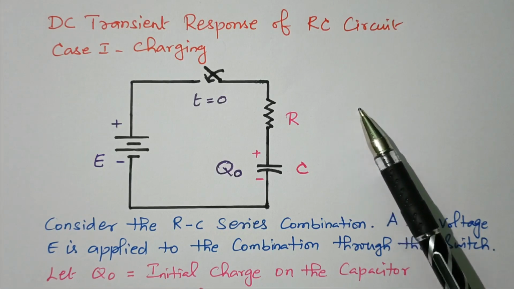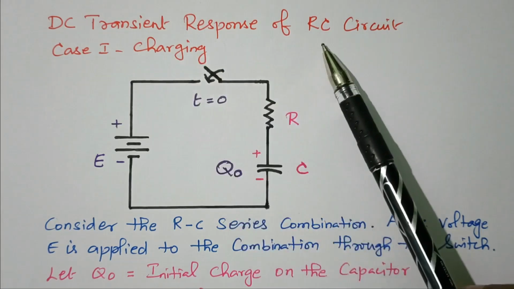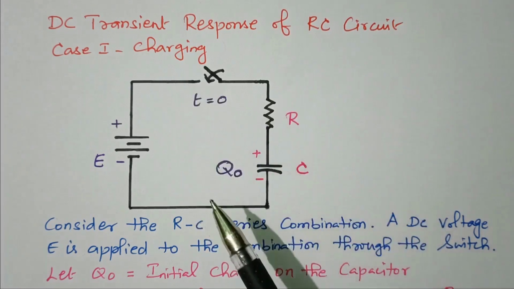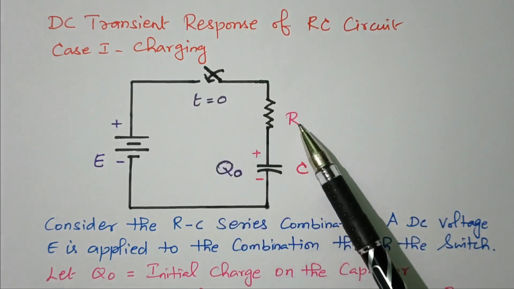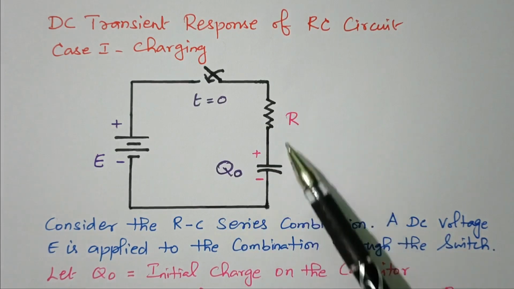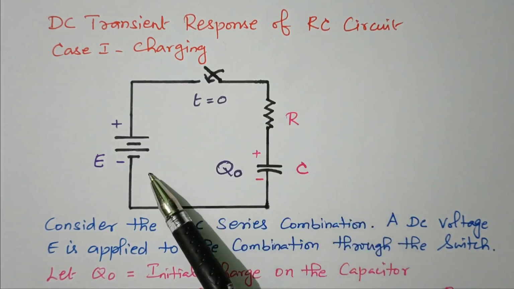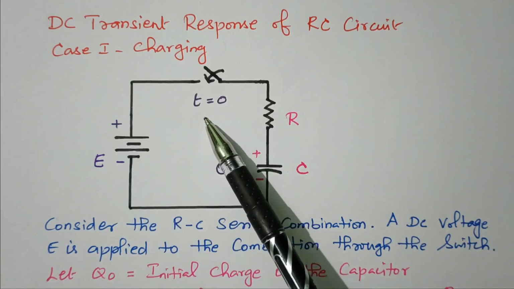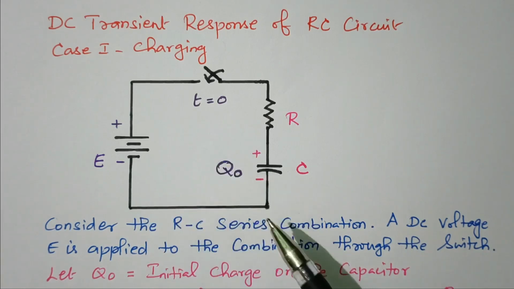Now we'll go to the topic: DC transient response of an RC circuit, resistance and capacitance, case 1, charging. Let us consider this resistor and capacitor connected in series. It is energized by the DC source E and controlled by the switch. By closing the switch, the voltage is applied.